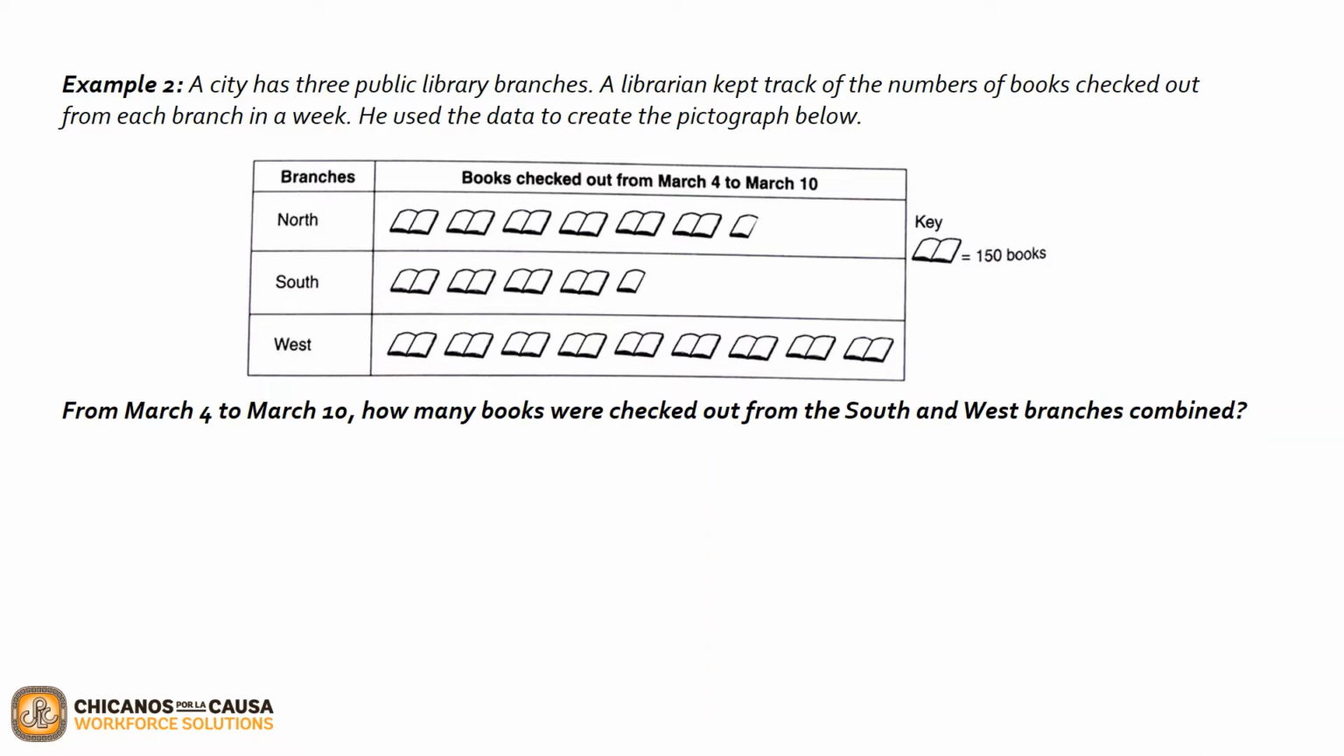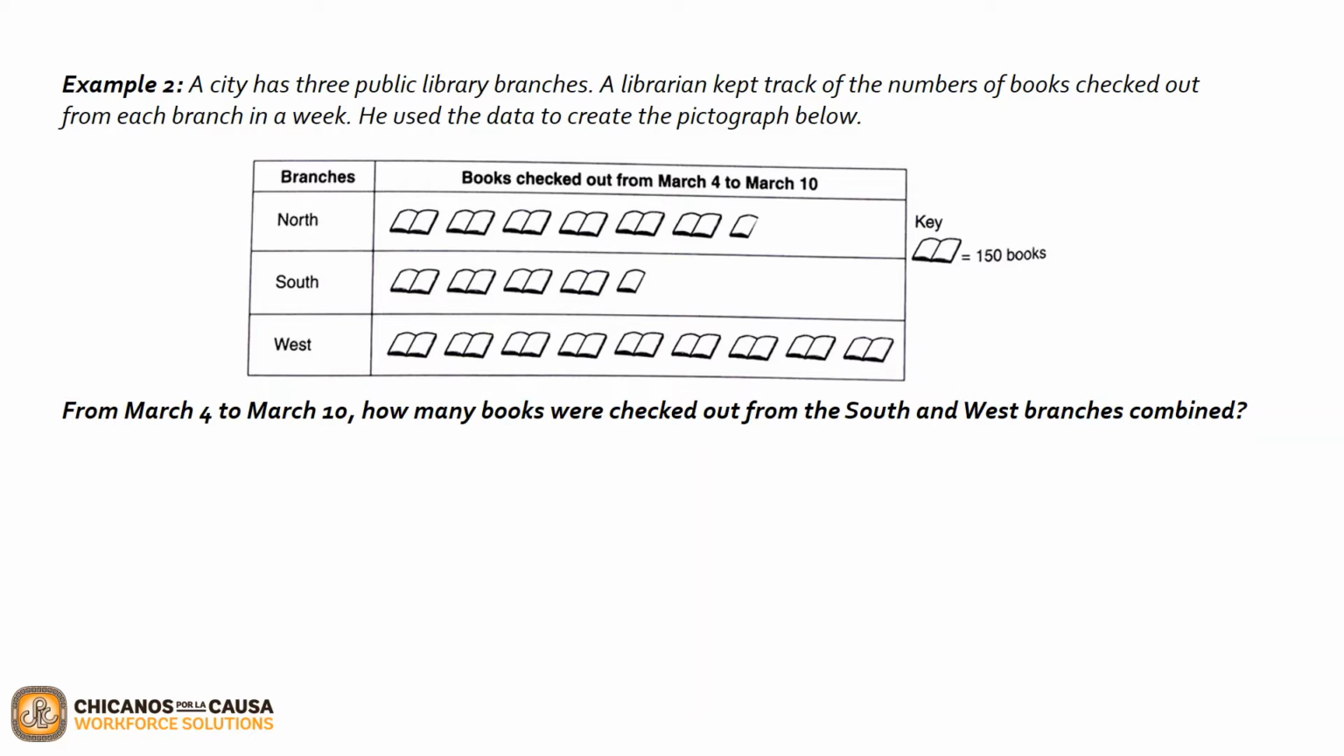Let's go ahead and look at another example. Example 2. A city has 3 public library branches. A librarian kept track of the numbers of books checked out from each branch in a week. He used the data to create the pictograph below. From March 4th to March 10th, how many books were checked out from the South and West branches combined?